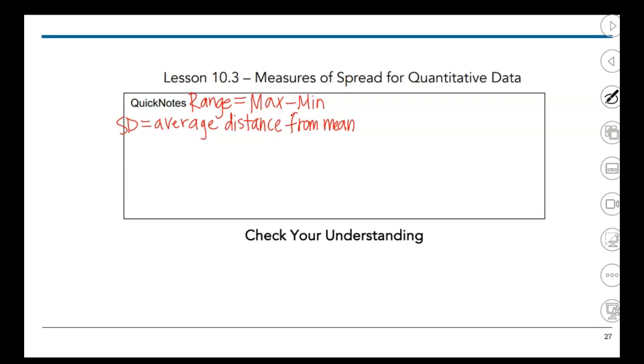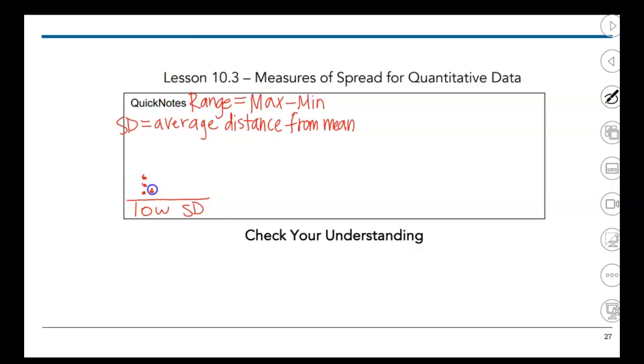Then the next part, I want you to see it visually. What does a low average distance from the mean look like on a data set, whether it's a dot plot or a histogram? What does a low standard deviation look like? So that means the distance from the mean is what? If it's low, what does that mean? Your data is what? Close. Thank you. They're close together.